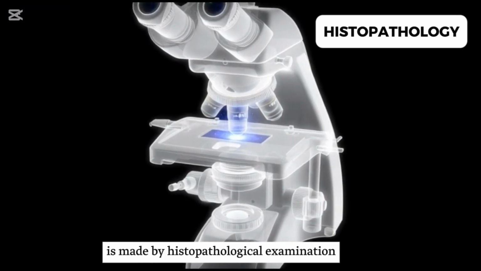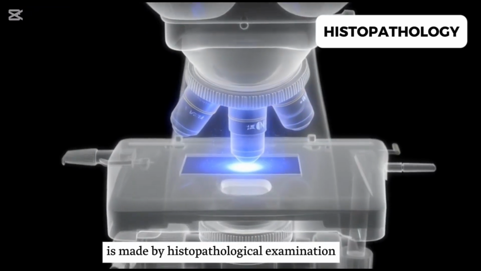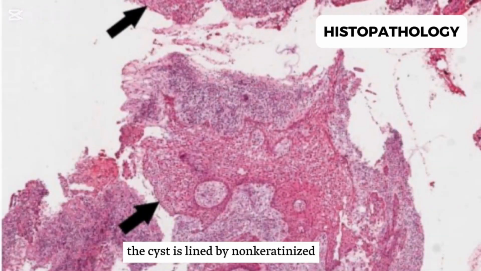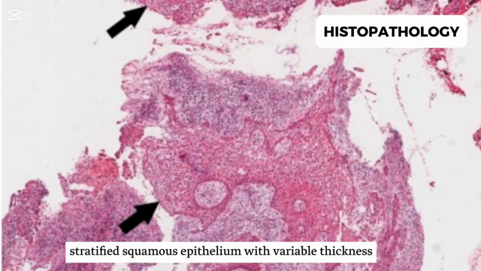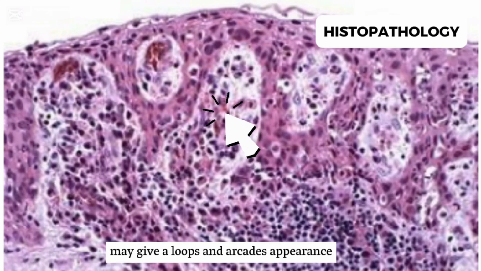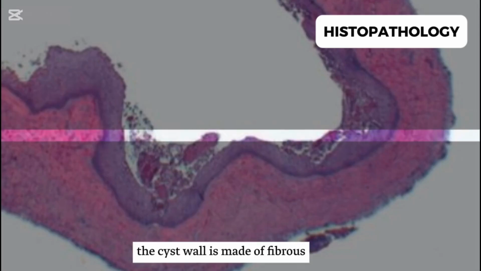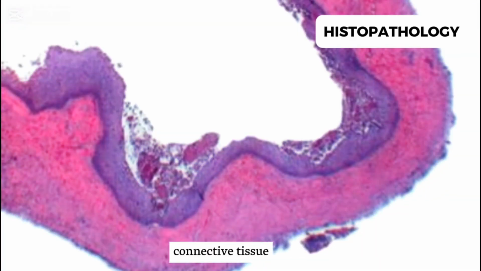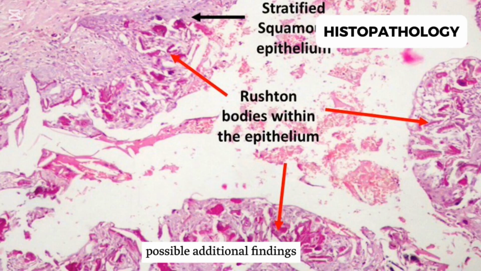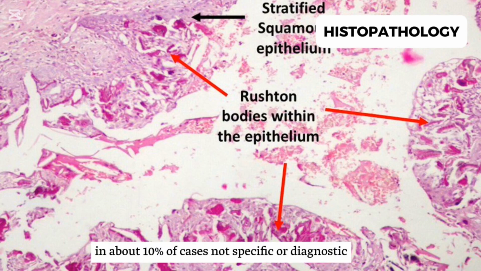Definitive diagnosis is made by histopathological examination. The cyst is lined by non-keratinized stratified squamous epithelium with variable thickness. Epithelial hyperplasia may give a loops and arcades appearance. The cyst wall is made of fibrous connective tissue with a chronic inflammatory infiltrate. Possible additional findings: Rushton bodies in about 10% of cases, not specific or diagnostic.